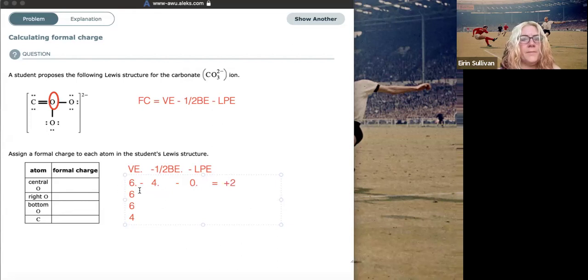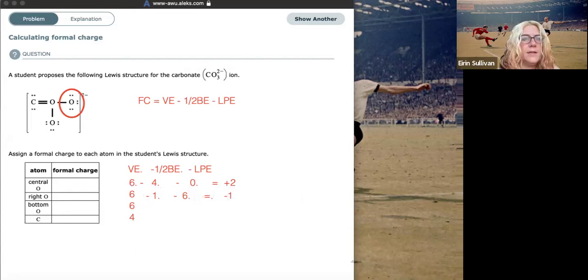All right. So then let's look at this other oxygen. So the right oxygen. So let me draw your eye to that one now. This one over here. Okay, so it's oxygen. So it always has 6 valence electrons to start with. And there's one bond there which contains 2 electrons. So half of 2 is 1. So -1 for the bonding electrons. And then it's got 2, 4, 6 electrons in lone pairs. So 6 minus 1 minus 6 gives me a formal charge of -1.